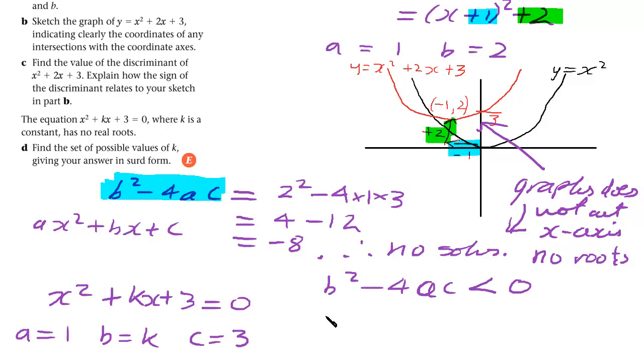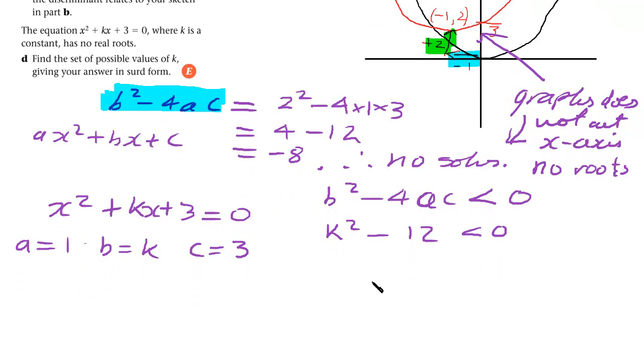So let's put this in. We get k squared minus 4 times 1 times 3, which is 12, is less than 0. So we have k squared less than 12. k is only a constant here. It doesn't have to be positive. So k squared is less than 12, so we know that k is going to be less than root 12.